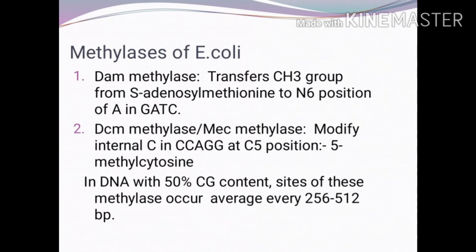Methylases of E. coli are DAM methylase, which transfers a CH3 group from S-adenosyl methionine to the N6 position of adenine in GATC, and DCM methylase or MEC methylase, which modifies the internal cytosine in CCAGG at the C5 position, forming 5-methylcytosine. In DNA with 50% CG content, sites of these methylases occur on average every 256 to 512 base pairs.